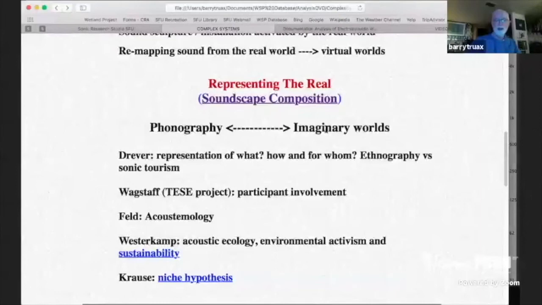I just want to name drop a few prominent figures in the field. Phonography has been discussed by John Drever a great deal from Goldsmiths, in terms of the ethics of it, ethnography versus sonic tourism, right? Who gets to represent what and for whom, and is it all neutral, or do we have some responsibility to the materials from the real world, particularly if they have some sensitivity to them?